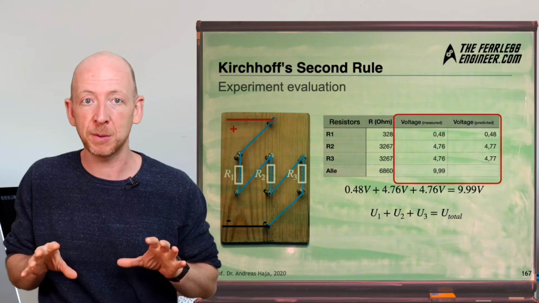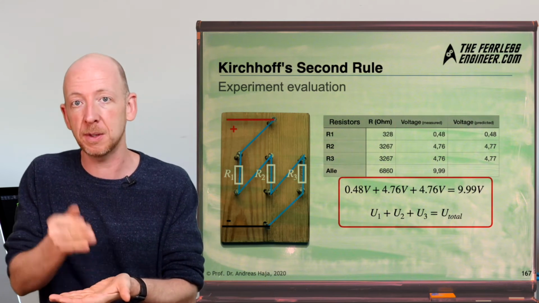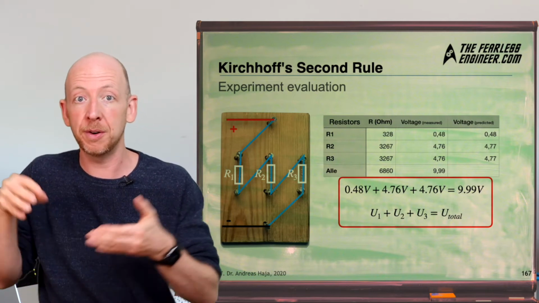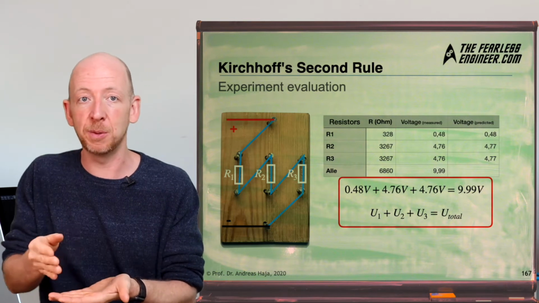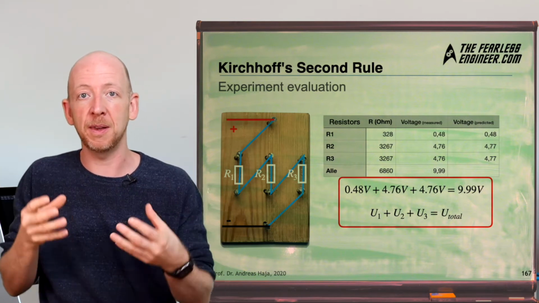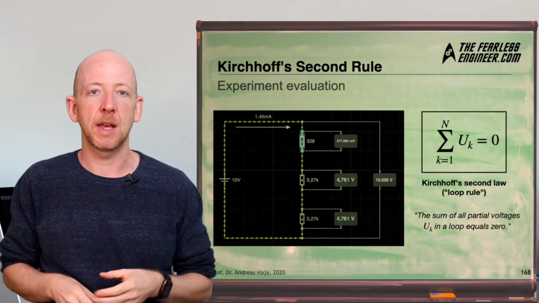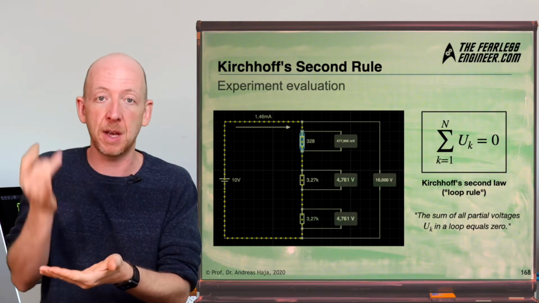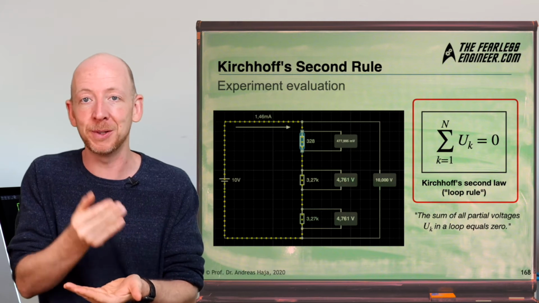And expressed in formulas, we can write down 0.48 volts plus 4.76 volts plus 4.76 volts equals 9.99 volts, or in more general terms, U1 plus U2 plus U3 equals U total, with the U's being the different voltages we have in our circuit here. And if we now move all the voltages to the left side of the equation and express it as a sum, we get the form sum over all voltages U_k equals 0.